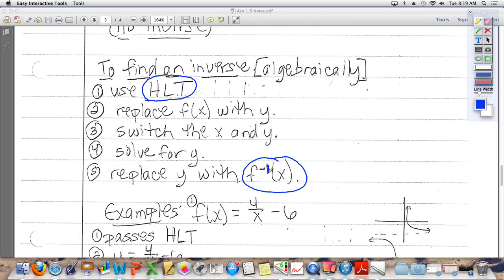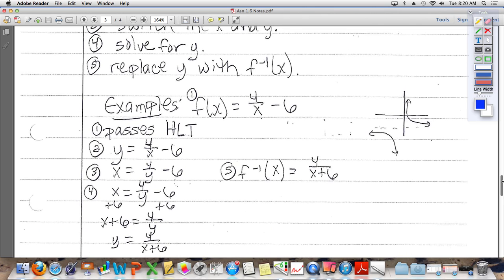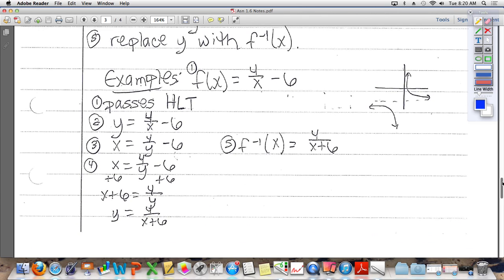All right. Do you have those 5 steps written down? Most of the steps, the only step that really involves some work is step 4 when you actually have to solve for y. The rest of them are not a big deal. All right, so have those handy, and I would like you guys to work through this example right here. F of x is equal to 4 divided by x minus 6.